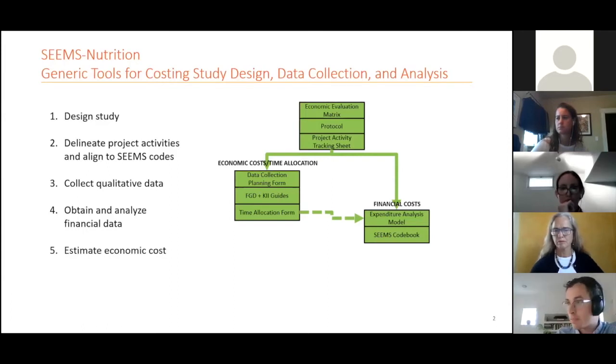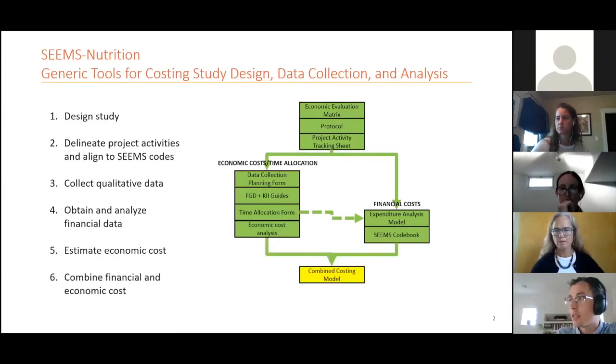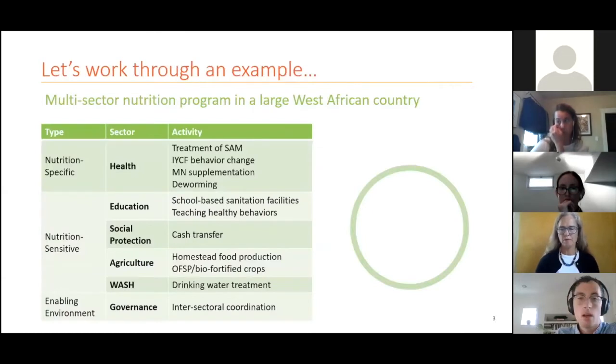And finally, or second to last, we have a spreadsheet model for extrapolating from your qualitative data to total economic cost estimates, and a spreadsheet that helps you combine your total financial and economic costs into an overall cost estimate. So we'll walk through each of these steps and introduce each tool as a way to familiarize you with our approach to costing studies.